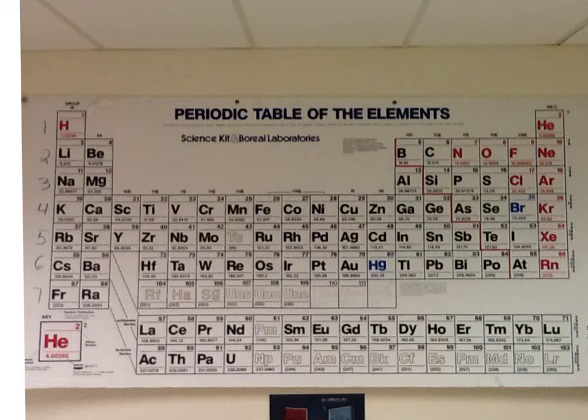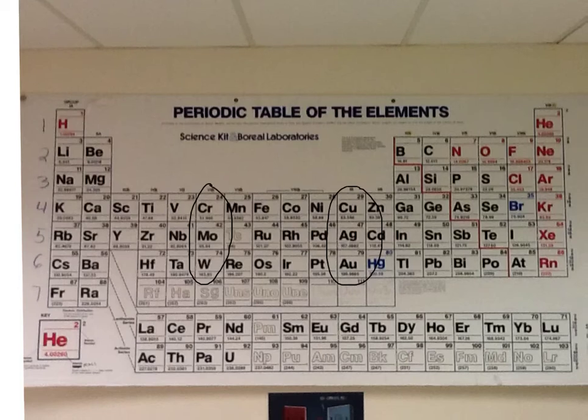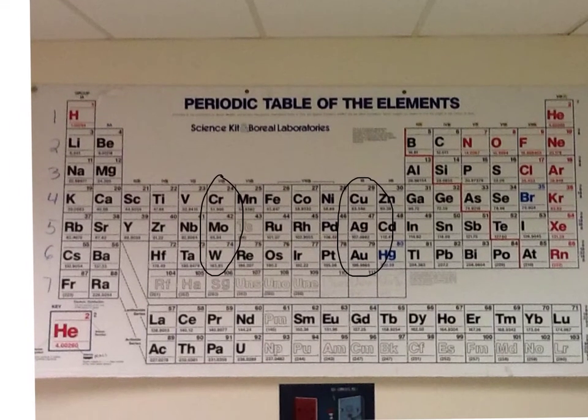The chromium family is one exception to the rule, and the copper family. There are lots of exceptions to the rules, as it turns out, my friends, but these are 2 families in which we're going to show you these particular exceptions to the rules, and those are the only exceptions that you really need to know.